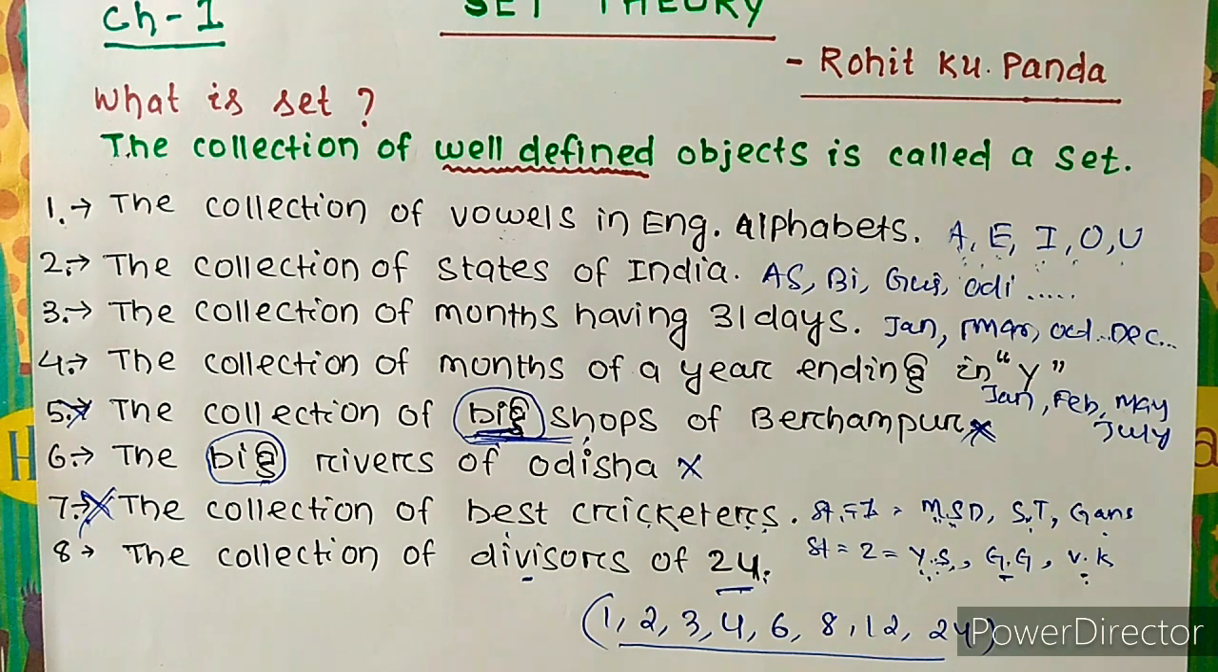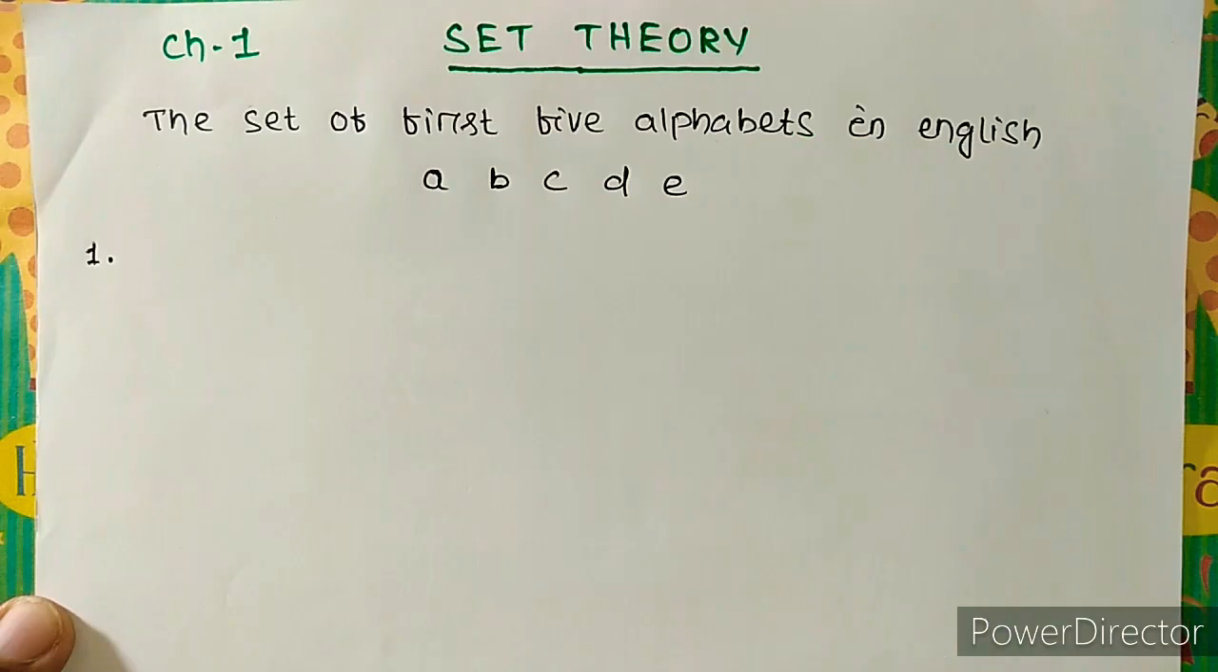So in this way we have understood what a set is, what data and what objects are to be included in the set while collecting the answers. Next we will see how to write and represent sets. There are some rules while writing a set. If it is given the set of the first 5 alphabets in English, what will be the answer? The answer will be A, B, C, D.